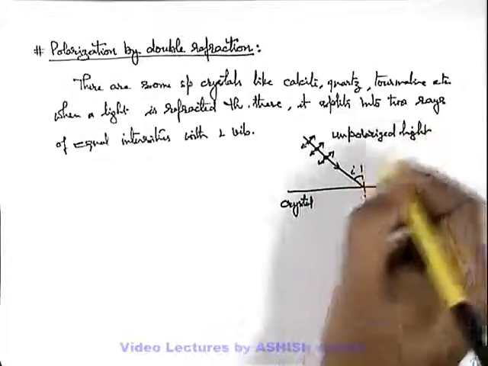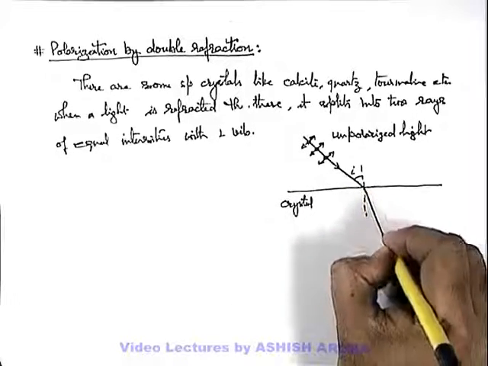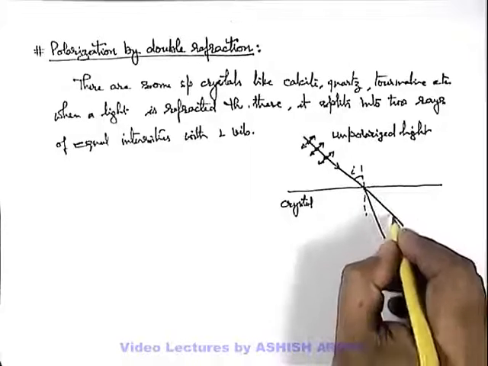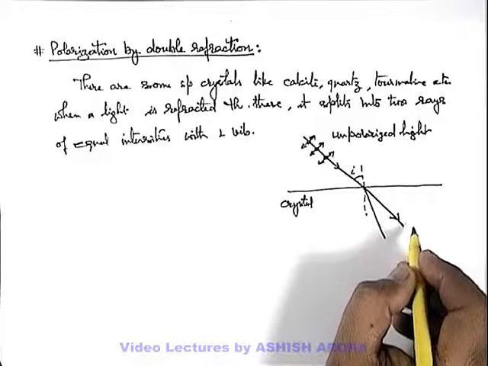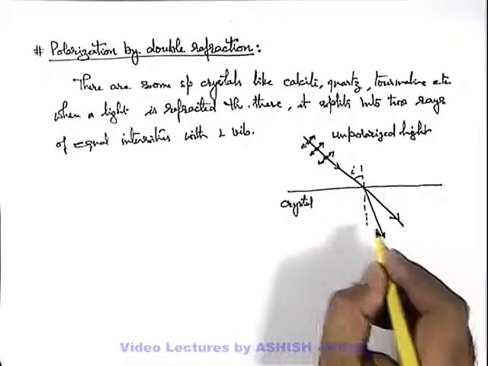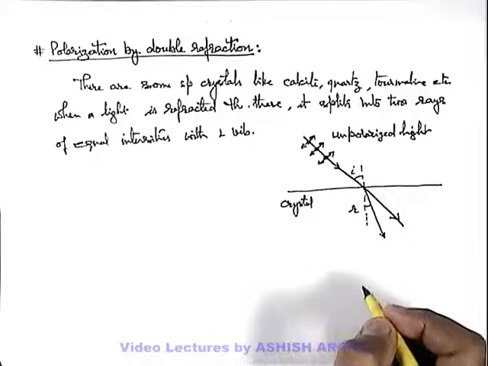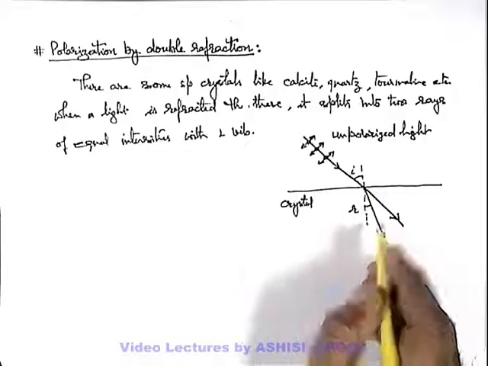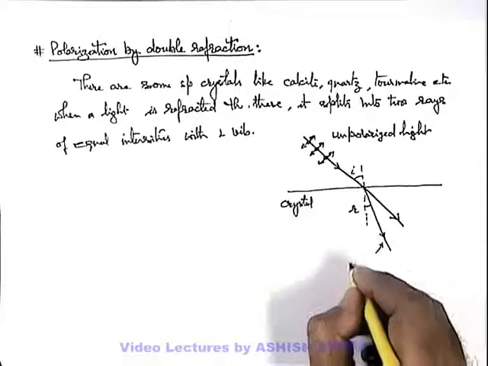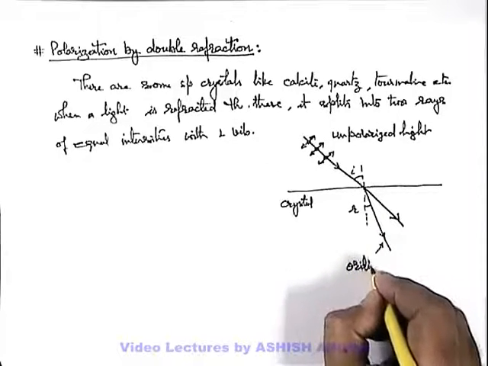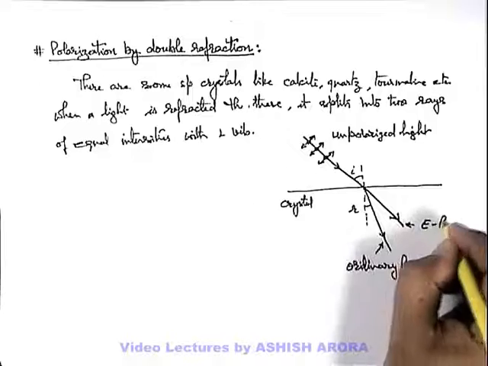When this light is allowed to incident on the boundary of such a crystal, it splits into two rays, out of which one ray is the one which moves as it is without following the laws of refraction, and one ray is following the laws of refraction and it refracts according to Snell's law at an angle of refraction r, where I and r can be related by using Snell's law. Now this ray we term as ordinary ray, and this ray we call extraordinary ray or E ray.